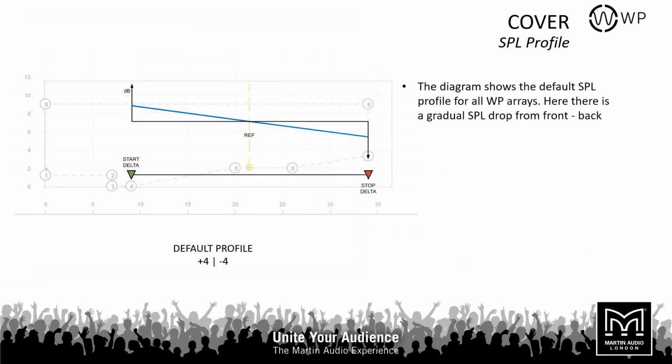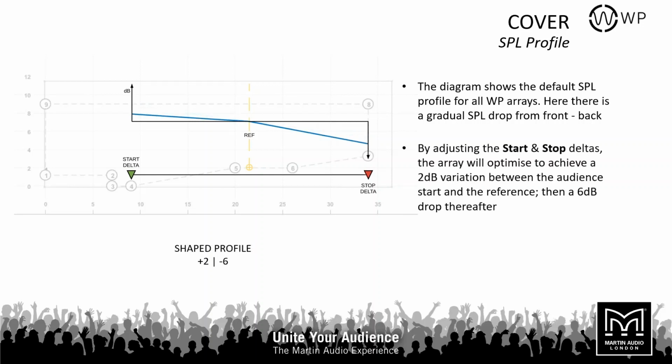If we look at that in another form now, here we have the default wavefront precision SPL profile with our yellow triangle denoted there by the line and the reference position. And we are smoothly increasing 4 dB towards the audience start and decreasing 4 dB towards the back. Now, by changing these deltas, we can start to shape the profile of our SPL throughout the venue. So we can see there now, it's increasing less towards the front of the audience, but decreasing more.